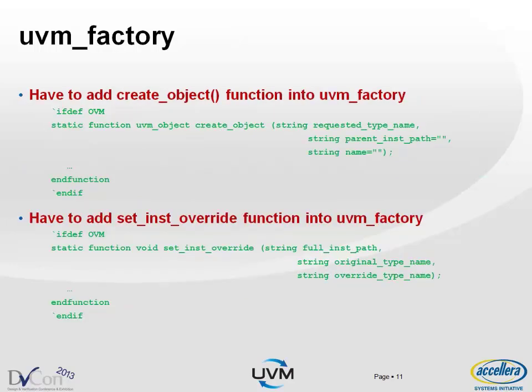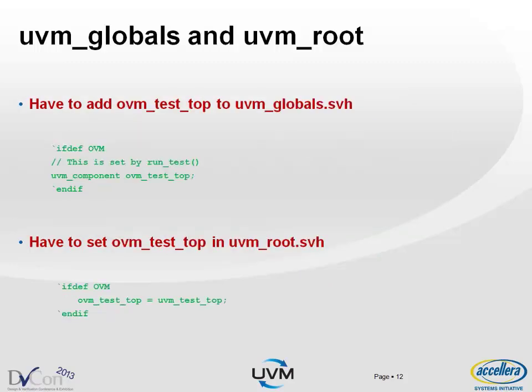UVM factory: same thing, we have a lot of legacy code that uses create object in the UVM factory, so we had to bring that back in as well. So we defined the function UVM create object, brought it into the UVM package, and then added it to the UVM factory. Also, for example, the set instance override function. We use that a lot, and some legacy code is using this, and it's deprecated from the UVM, so we had to bring it back into the UVM factory. So those are some of the minor changes we had to do.